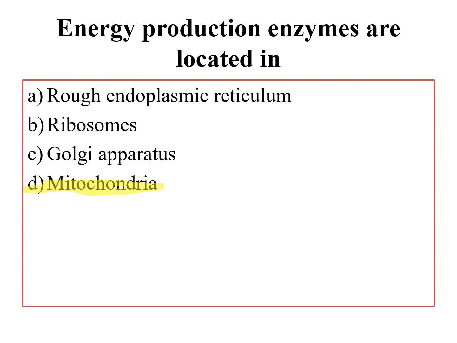So rough endoplasmic reticulum, the main function of rough endoplasmic reticulum is protein synthesis. Ribosomes are present on the surface of the rough endoplasmic reticulum. That is why ribosomes are involved in protein synthesis. The main function of Golgi apparatus is packaging of proteins. Once the proteins are synthesized in the rough endoplasmic reticulum, they will be transported to the Golgi apparatus for packaging of proteins, and they will be stored within the secretory vesicles. That is the function of Golgi apparatus.